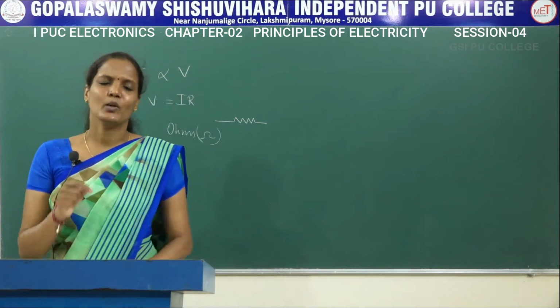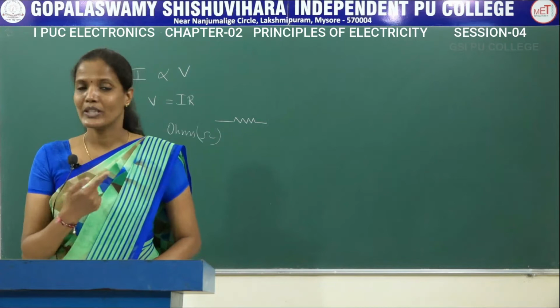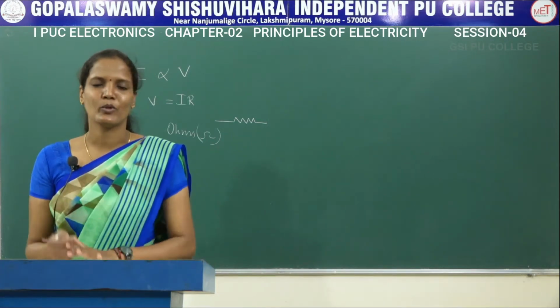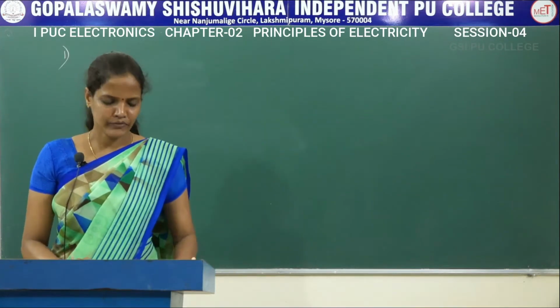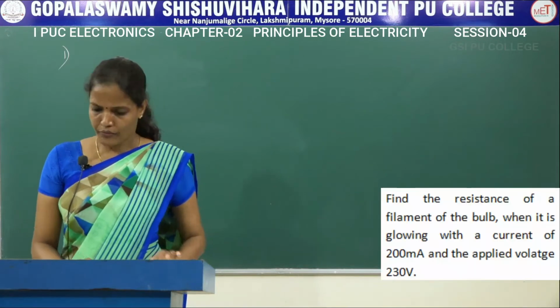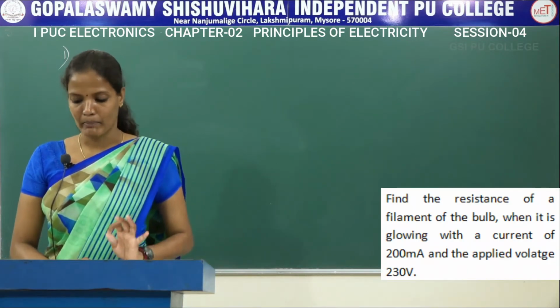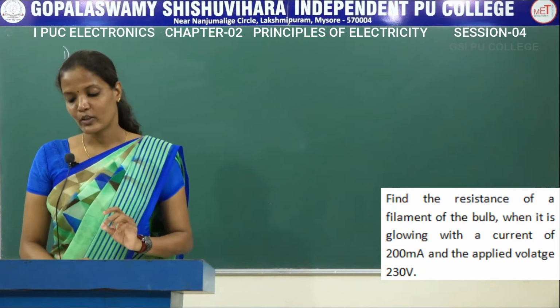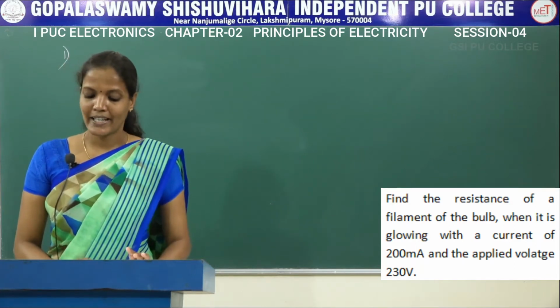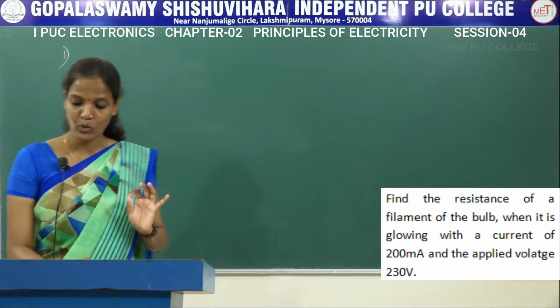In today's session, we will try to solve some of the problems with respect to this Ohm's law and we will move on to the next topic. Clear? The first problem on Ohm's law is: find the resistance of a filament bulb glowing with a current of 200 milliamps and applied voltage 230 volts.